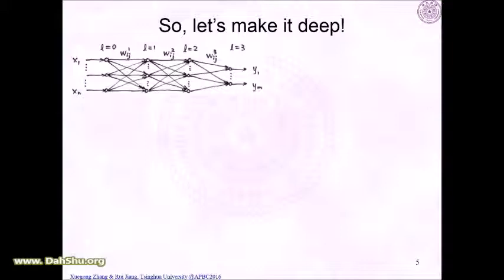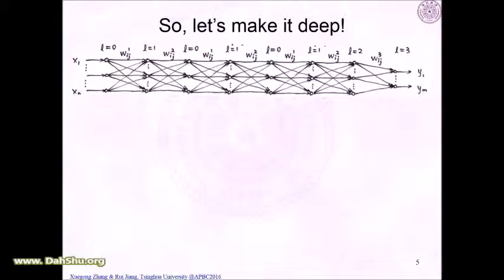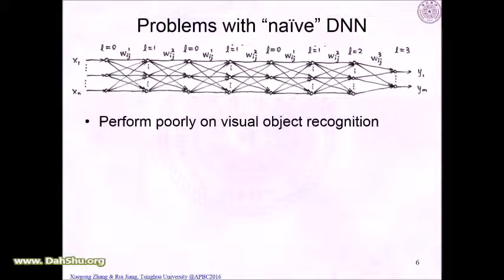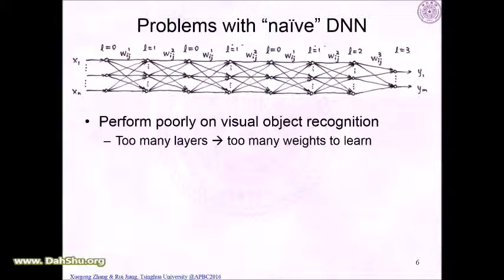So then, let's make it deep, from the original neural network to a really complicated deep neural network. And actually, this is what people tried at the early time. But soon people realized that this kind of completely connected deep neural network cannot work. It performs very poorly on image analysis tasks and other tasks.